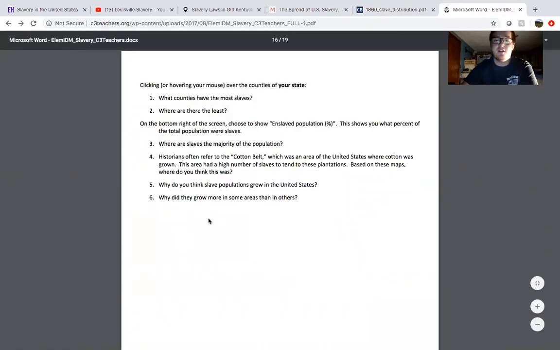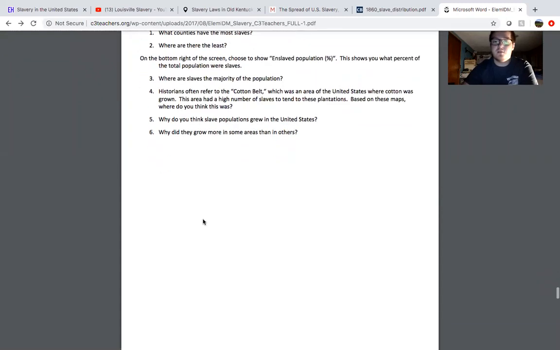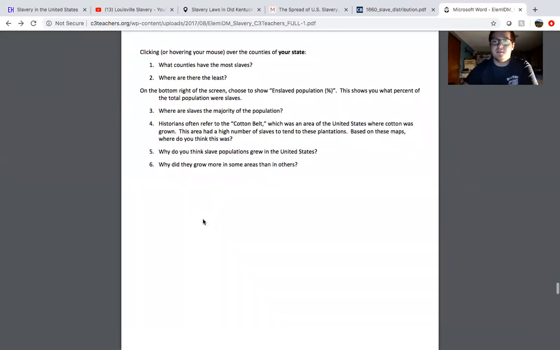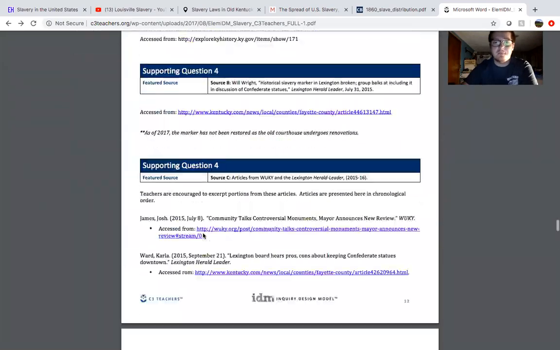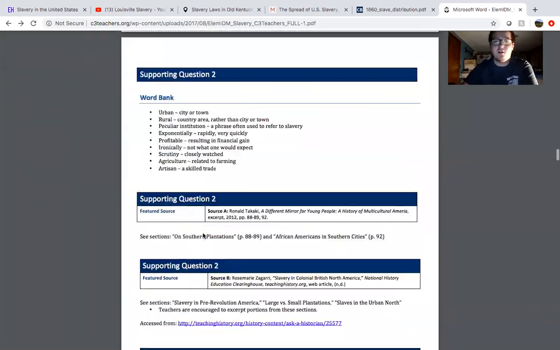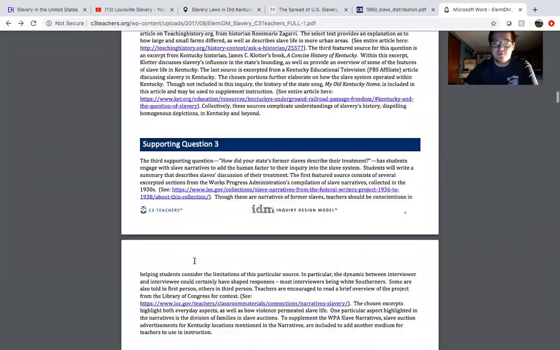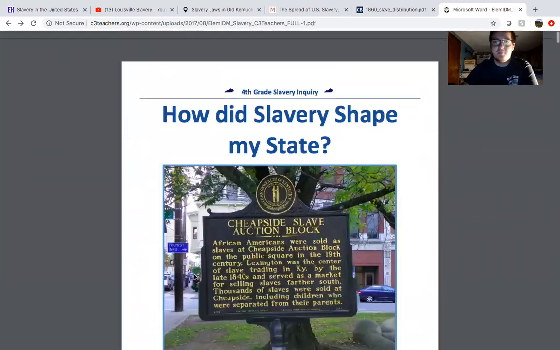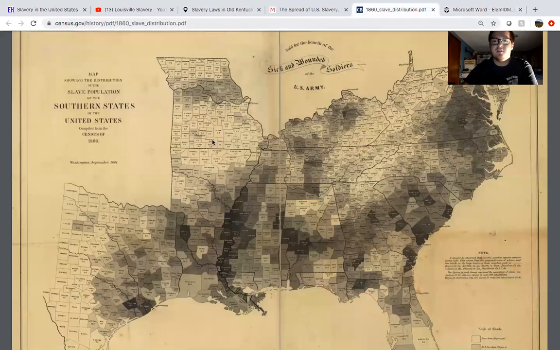And then it has a few follow-up questions. Why do you think slave populations grew? And why did they grow more in some parts than in others? So really comparing the North to the South. And just a refresher, all of this will be posted on Google Classroom. It's just a supplementary activity for us to do.